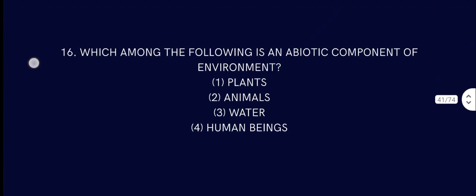Question number 16. Which among the following is an abiotic component of the environment? Abiotic, that has no life, that is what? Water. Obviously here the answer is water.